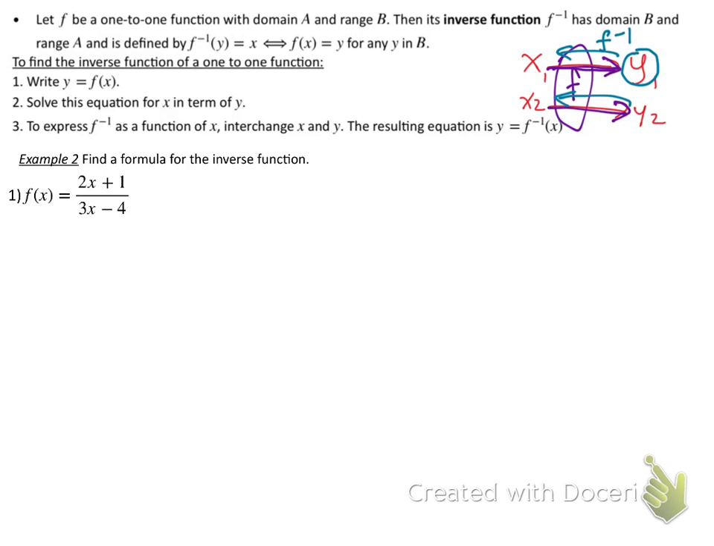Okay, and also please observe that the domain of f, which is the left hand side, these are the domain of f, which will be the range of f inverse. Similarly, the range of f, which are the y's, will be the domain of f inverse.